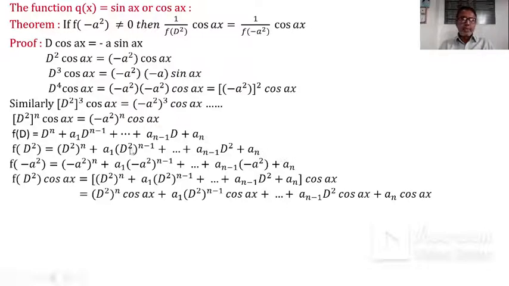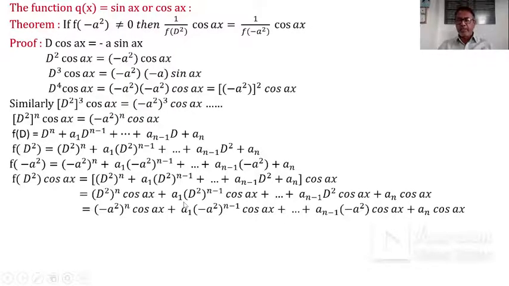But we have seen that D square to the power n operating on cos ax is equal to (minus a square) to the power n cos ax. We substitute this value here. We get (minus a square) to the power n cos ax. Similarly, a1 into (minus a square) to the power n minus 1 cos ax, and so on, a(n-1) into (minus a square) cos ax, plus an cos ax.